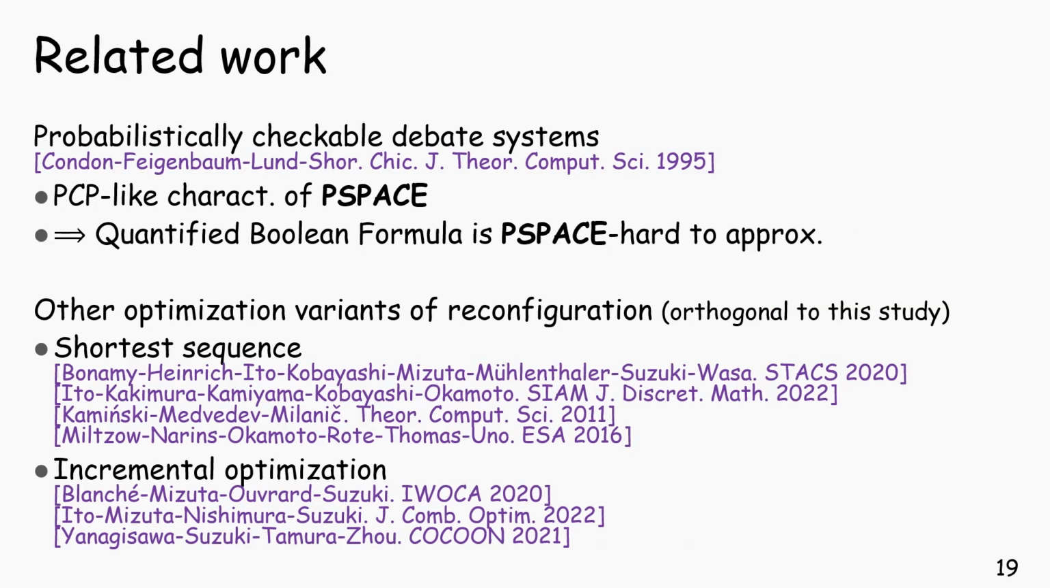We also review related work. Probabilistically checkable debate is a different PCP-like characterization of PSPACE. This can be used to prove that a quantified Boolean formula is PSPACE-hard to approximate within a constant factor. And the optimization variants of reconfiguration problems often refer to the shortest sequence and incremental optimization, but these variants are orthogonal to this work.